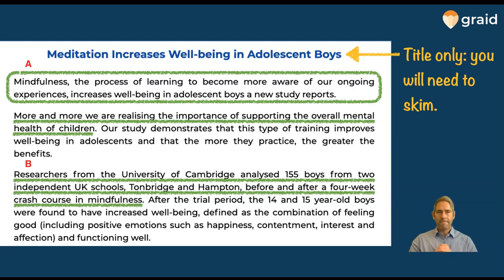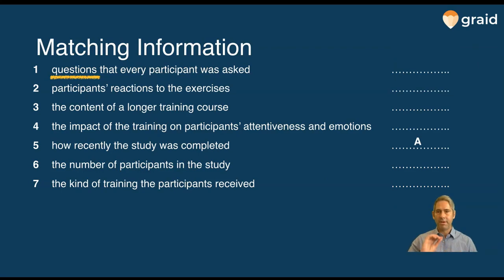Right, so again, we have done some skimming, so we should know where we can find this information. So let's go back to the question paper, and we're going to focus on scanning. So we've done our skimming. Hopefully, we can find some keywords in the reading itself. The first keyword we're going to look for is questions. So questions that every participant was asked.